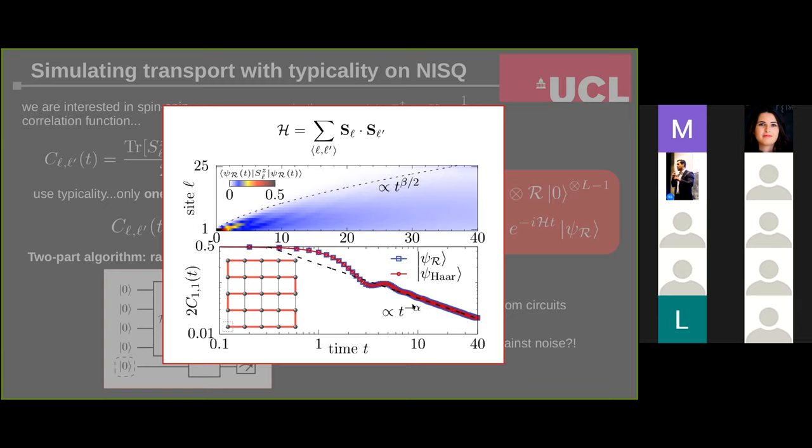And you already see one thing on this slide, namely here on this lower panel, we compare the results that we obtain from a state which we get by a random circuit. So this is what you would do on the quantum computer, compared to what you get when you create your state by hand as a hard random state. So you pick your Gaussian random coefficients by hand. And what you see is that both curves coincide perfectly with each other. So this tells you that these random circuits are indeed sufficient. They create enough randomness that you can use all these typicality arguments that I showed you before.